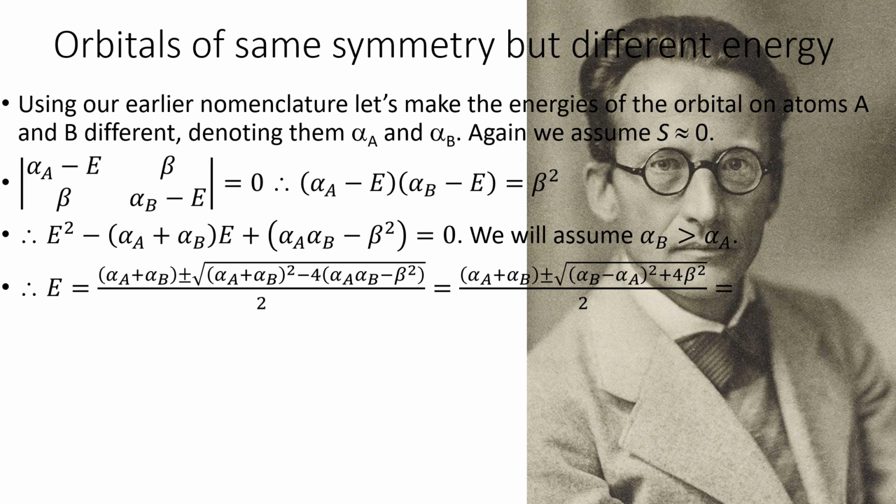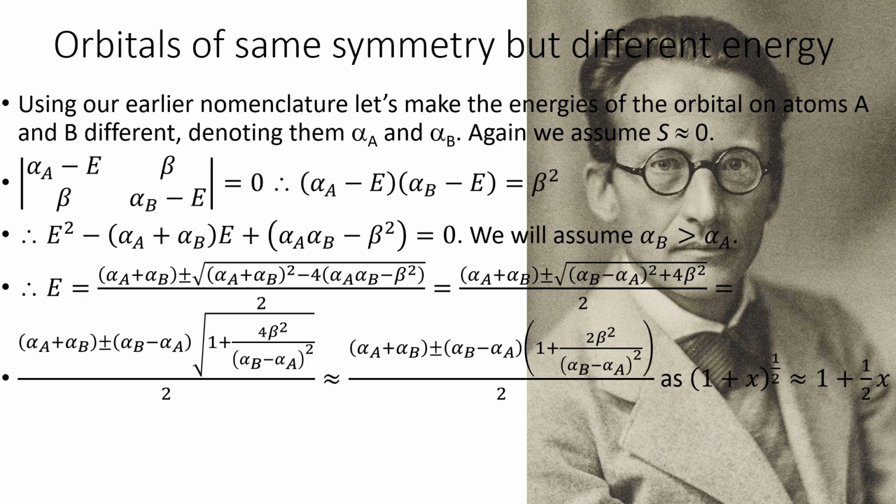So how on earth are we going to solve this? Well, we're going to have to start making some more approximations. The next approximation we're going to make is using the binomial expansion. So this little trick that we do here, so we can use the binomial expansion, is that under the square root sign, you could multiply everything by alpha B minus alpha A all squared divided by alpha B minus alpha A all squared. So that's just multiplying everything by 1, which is fair enough.